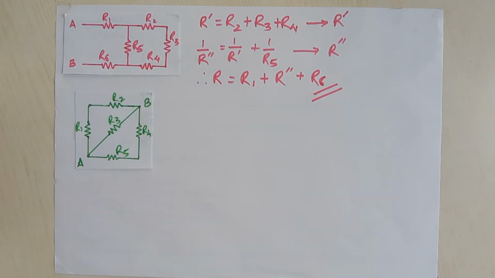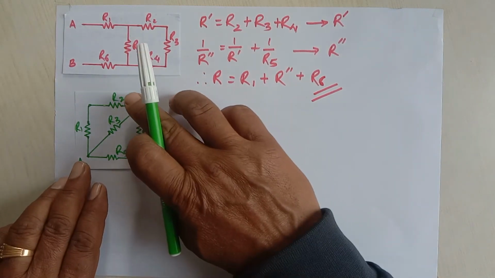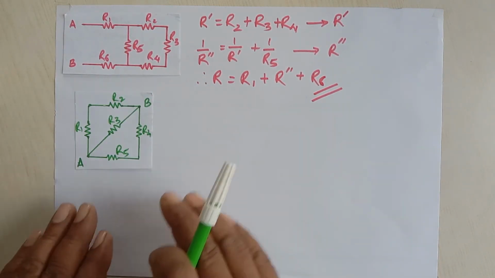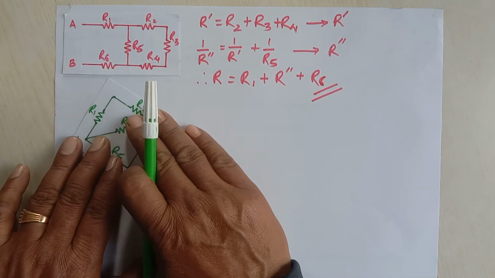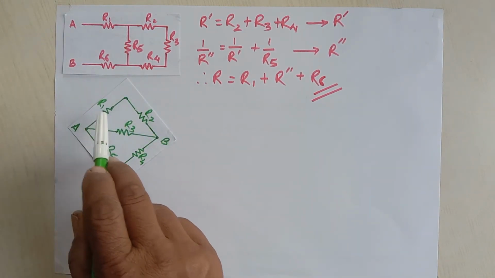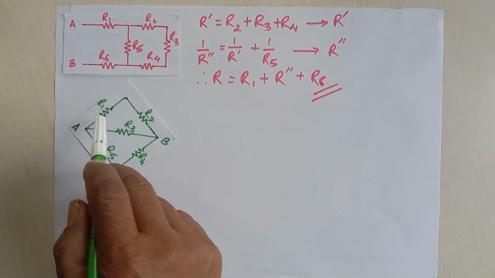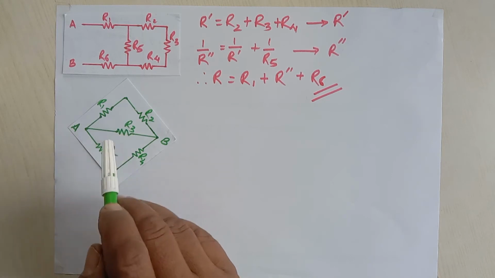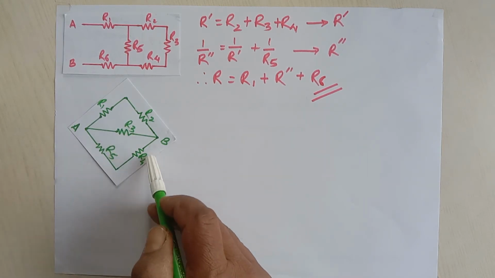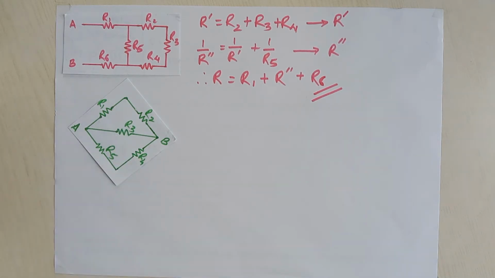Now R1 and R2 are in series with each other. R4 and R5 are also in series with each other. This is a positional problem only. Look at this. If it is turned like this, then you can understand very easily. R1 and R2 are in series, and the total of this is in parallel with R3. R4 and R5 are in series and also parallel with R3.